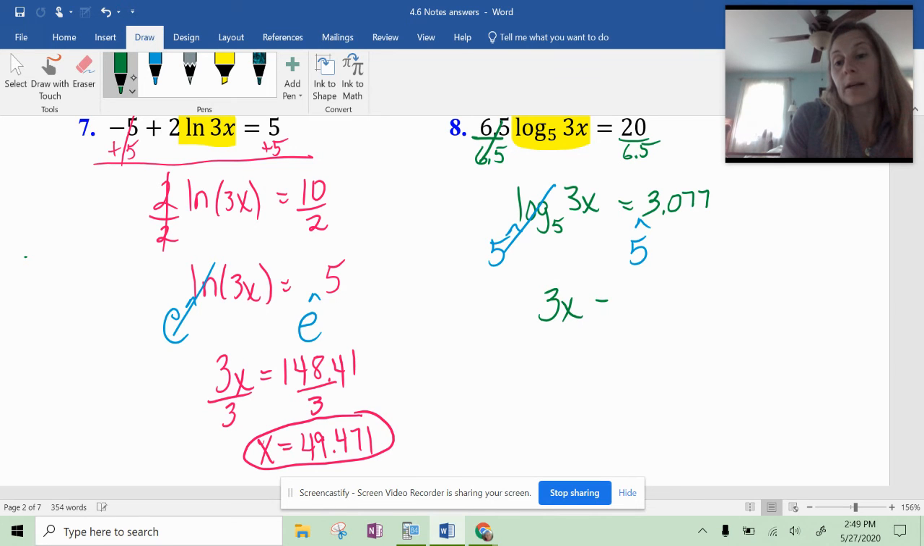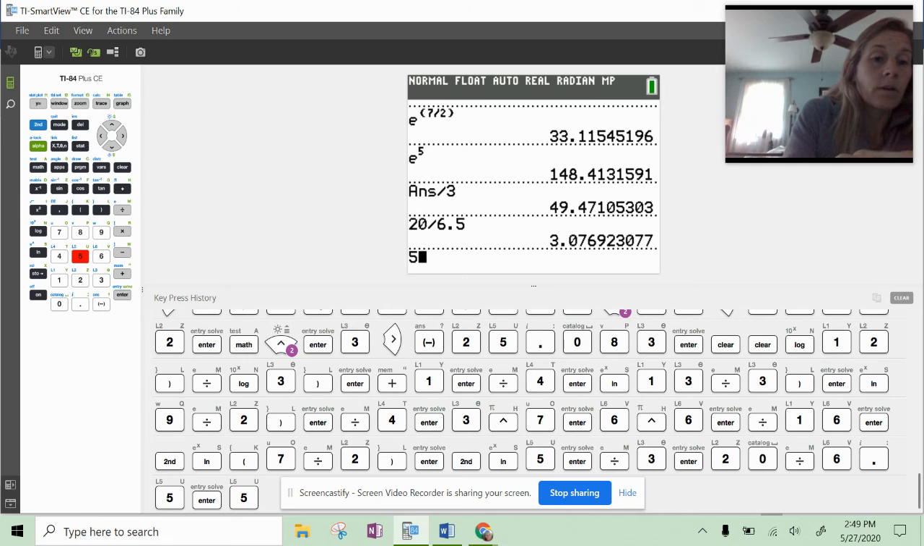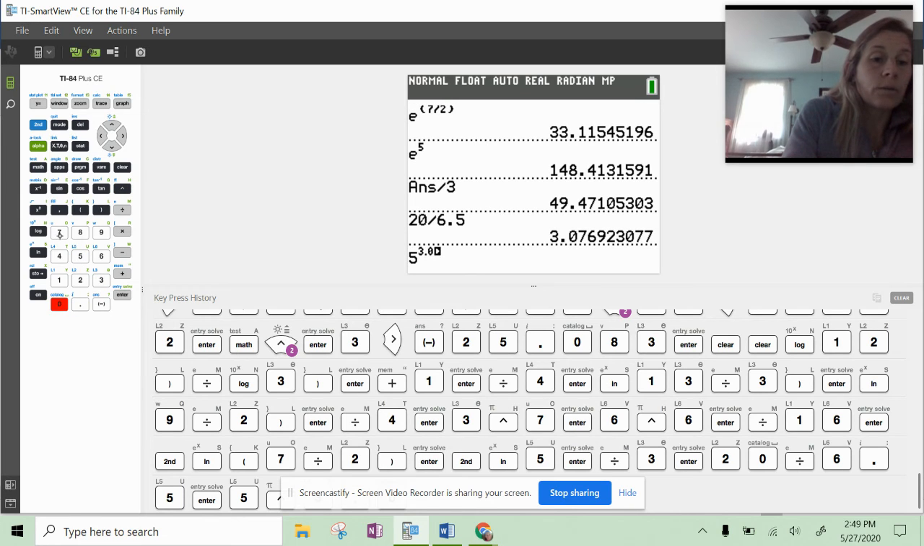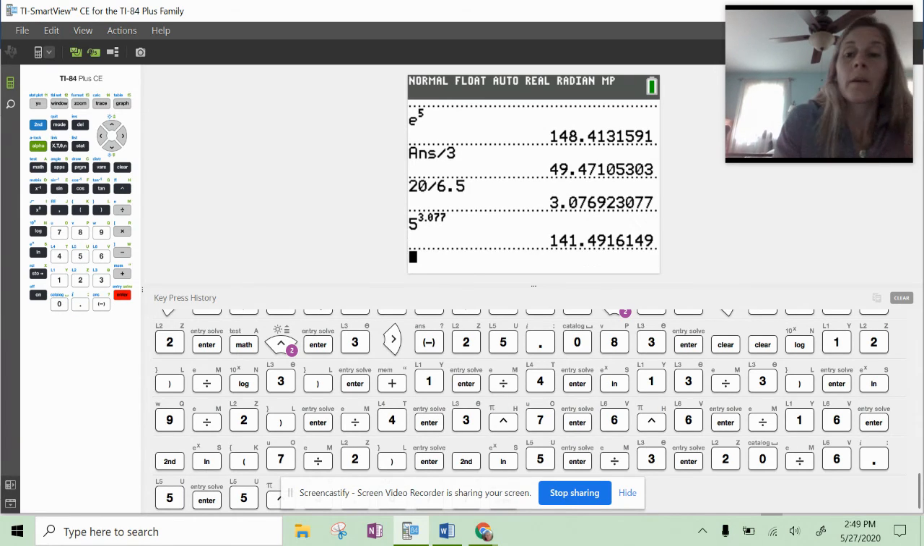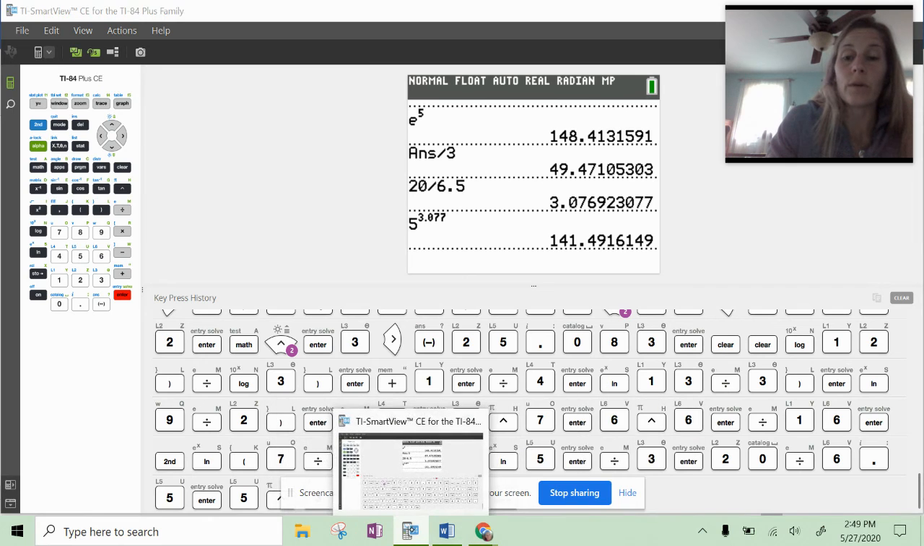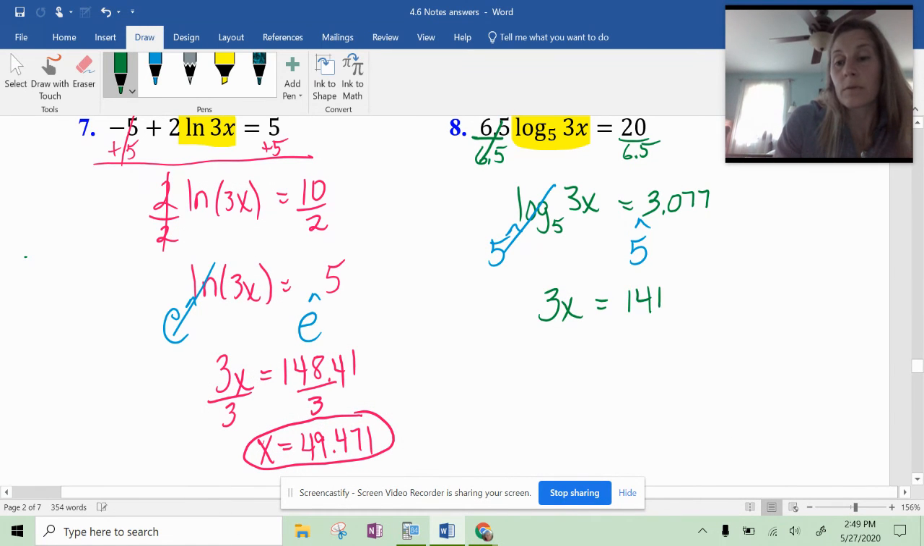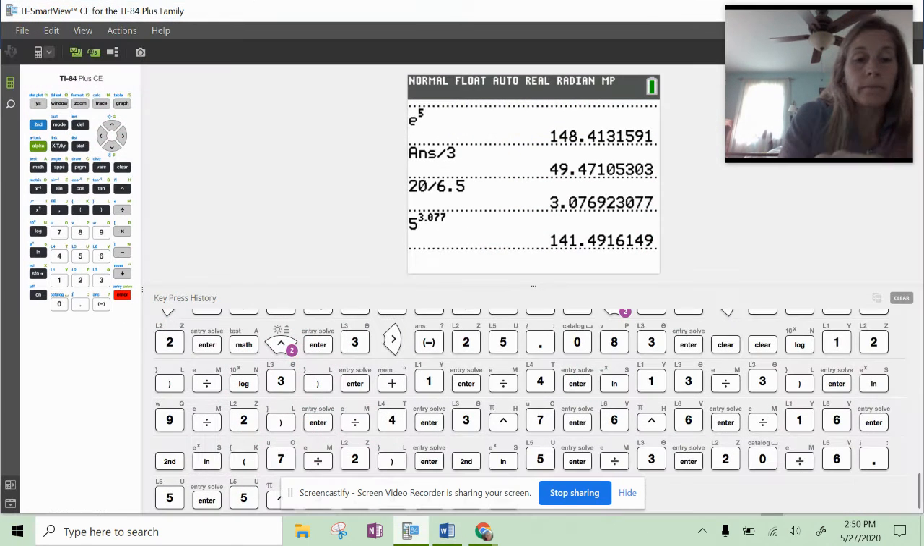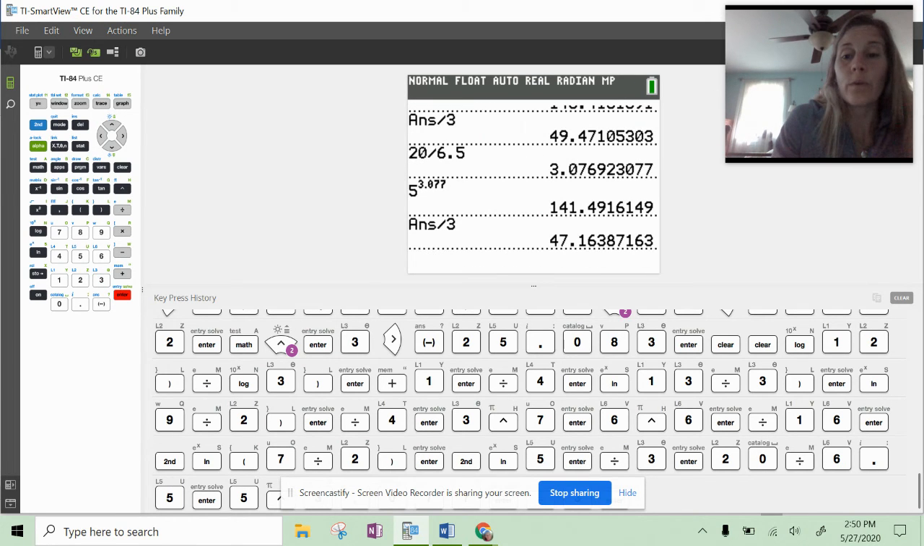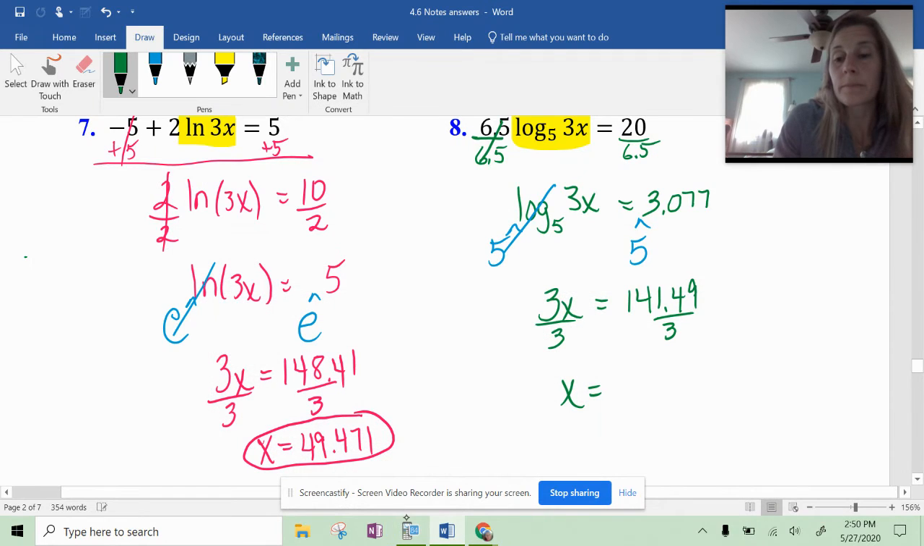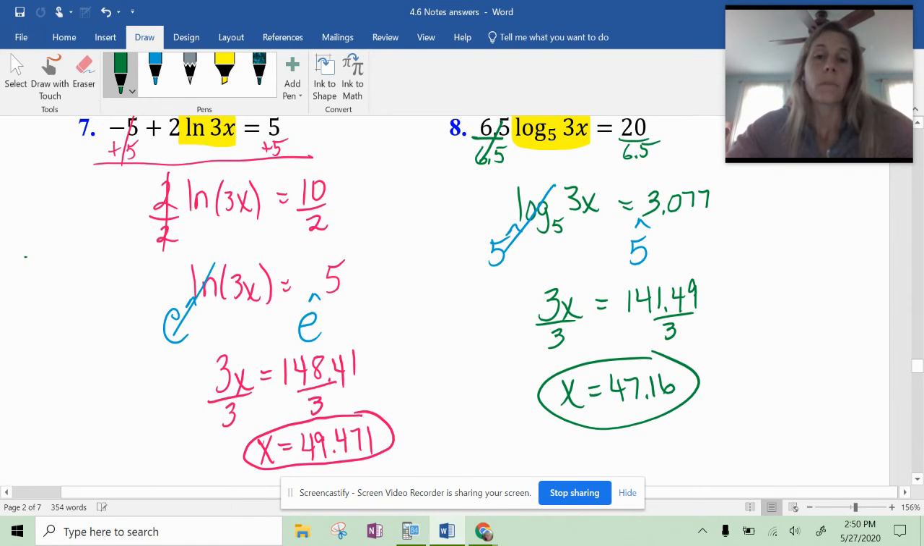So I have 3x equals, and then on my calculator, I'm going to do 5 raised to 3.077, which is 141.49. And then that is going to get divided by 3. So x is 47.16. All right.